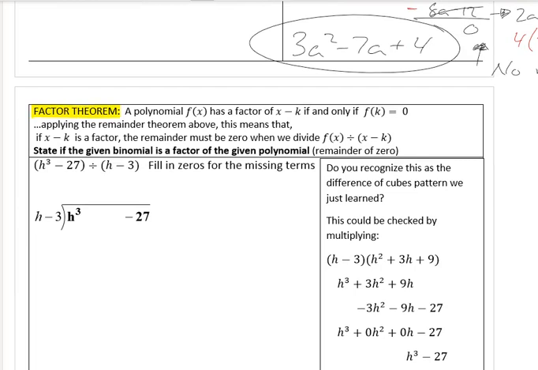Then the factor theorem. A polynomial has a factor of x minus k if and only if f of k equals 0. Applying the remainder theorem above, this means that if x minus k is a factor, the remainder must be 0 when we divide it. So, state whether the given binomial is a factor of the given polynomial. Remainder of 0. If it has a remainder of 0, then it is a factor.